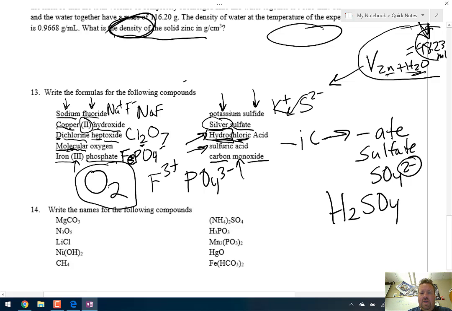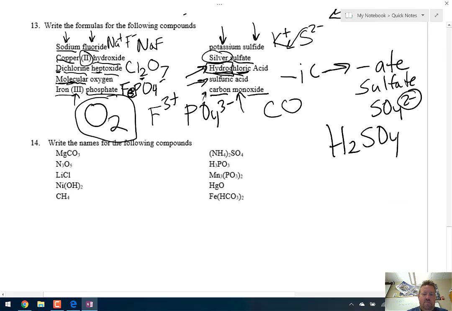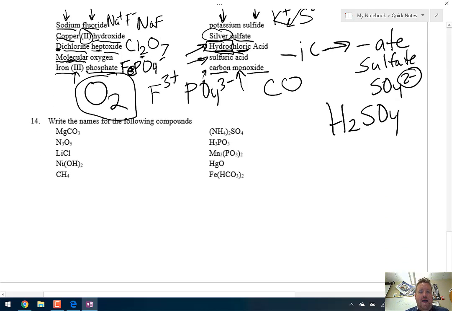And then our last one, nonmetal, so it is covalent. So we only look at that prefix. There is no prefix here, which means there's 1 carbon, and mono is 1, so it's just CO for carbon monoxide. Okay, and then our last question here, number 14, says write the names for the following compounds.